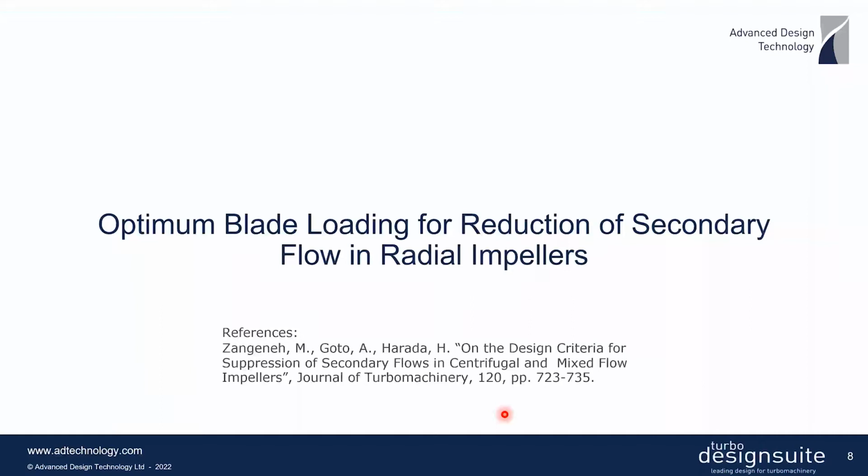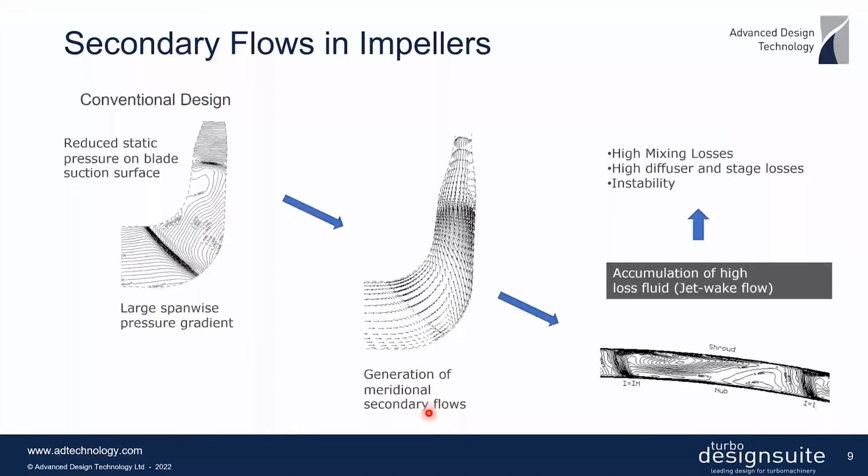So let's start from the relatively lower specific speed regimes. And the first case that we are going to look at is secondary flow in radial impellers. And you can find detailed information on this from this paper, which was published in the Journal of Turbomachinery. Now, essentially, what you see here is a conventionally designed pump impeller.